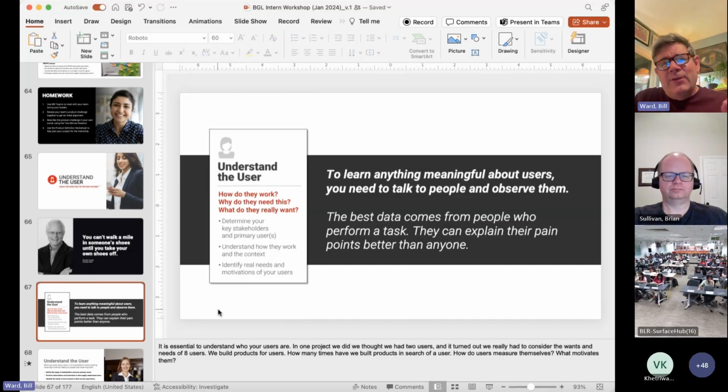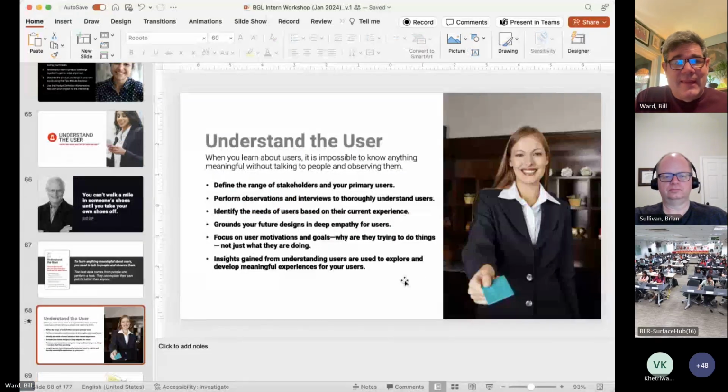So to learn anything meaningful, you need to talk to people and observe them. The best data comes from people when they're performing a task, and they can explain their pain points better than anyone. So in understanding the user, when you want to learn about users, it's impossible to know anything without talking to them and observing them.